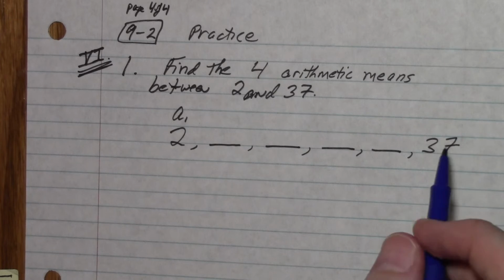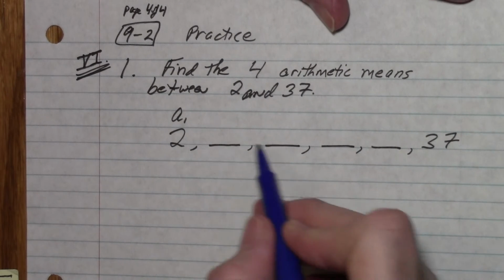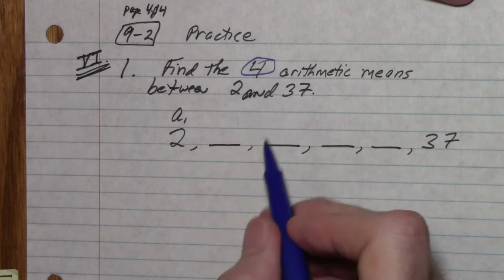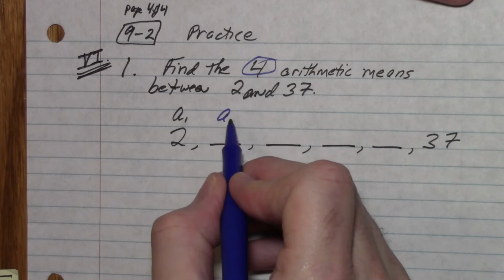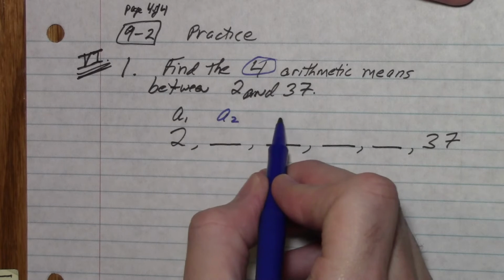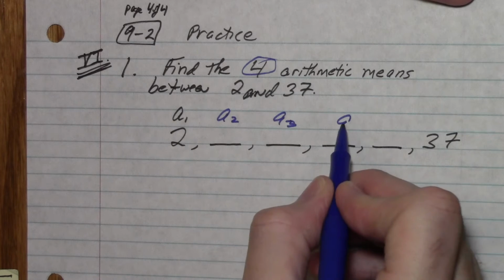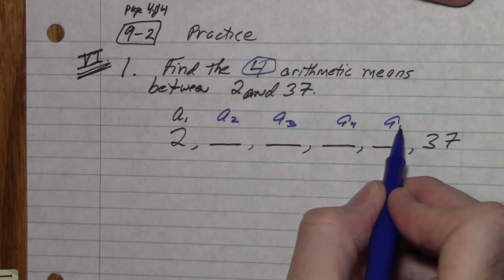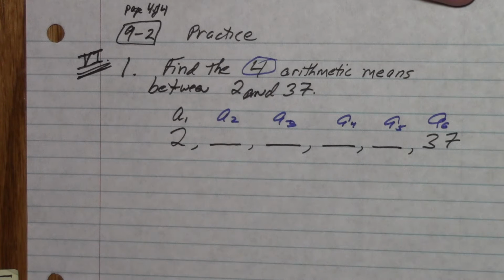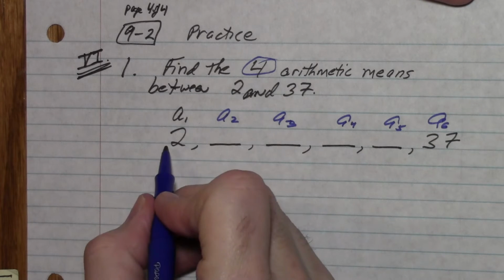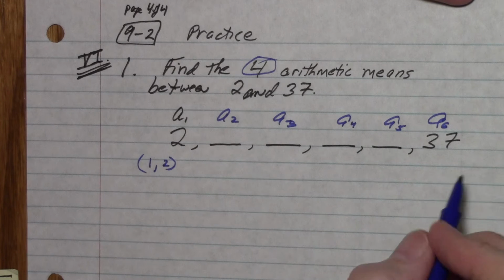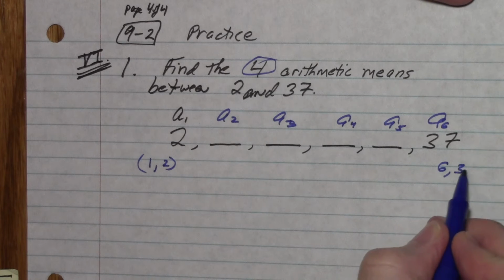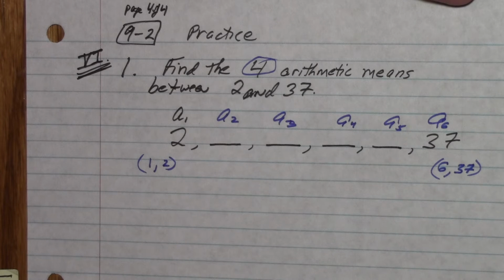Okay, now we're all set up here, and I set it up with these numbers showing if it's 4 arithmetic means between them, I put 4 spaces between them. And then I can count how many terms. There's 1, 2, 3, 4, 5, and a 6. So here's a few things that we know. We know that the first term has 2 as the result, and the 6th term has 37 as a result.